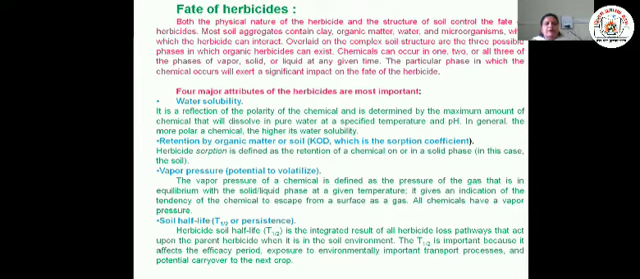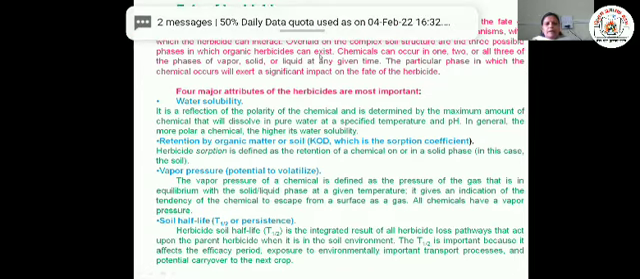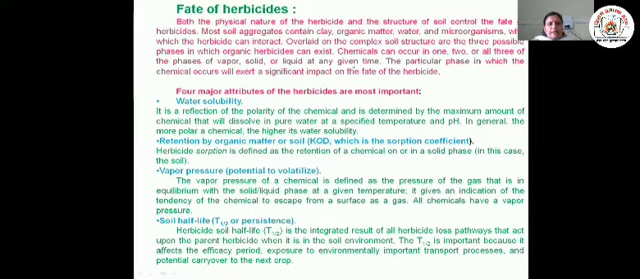What is the fate of herbicides in the soil? Both the physical nature of the herbicides and the structure of the soil control the fate of herbicides. Most soil aggregates contain clay, organic matter, water, and microorganisms with which herbicides can interact. Once we apply them, they can interact with the many components present in the soil. Overall, in a complex soil structure there are three possible phases in which organic herbicides can exist. The chemicals can occur in one, two, or all three phases of vapor, solid, and liquid at any given time.